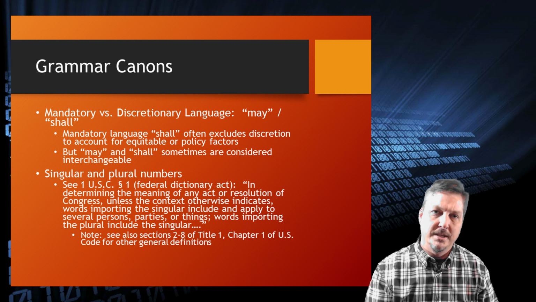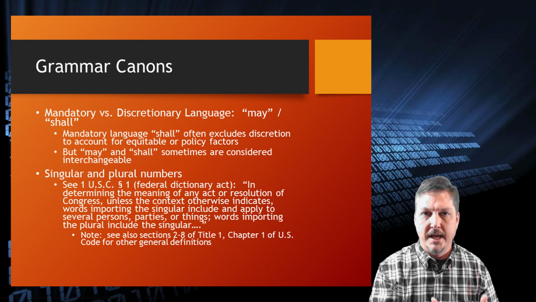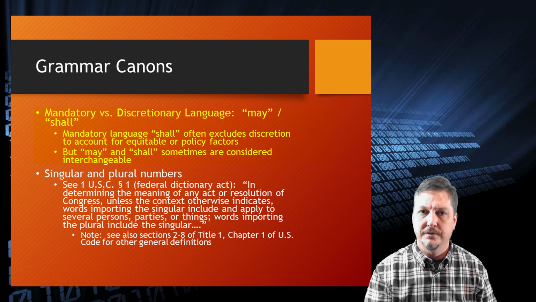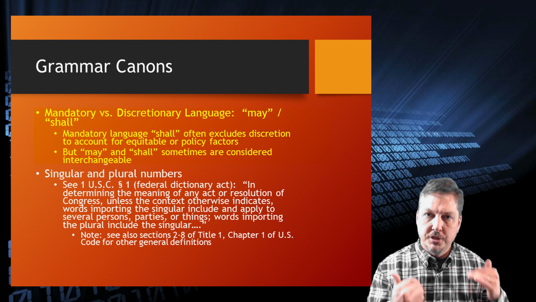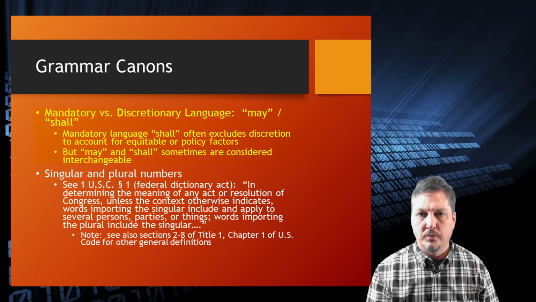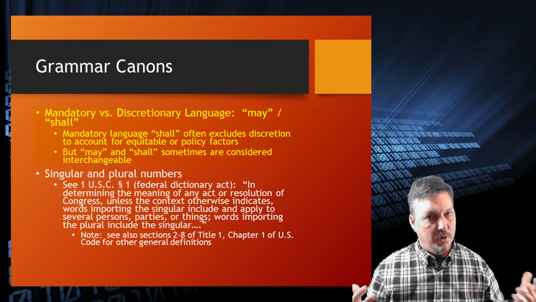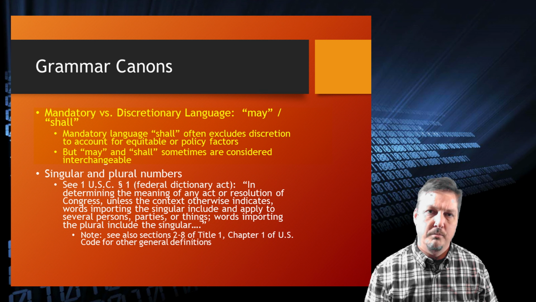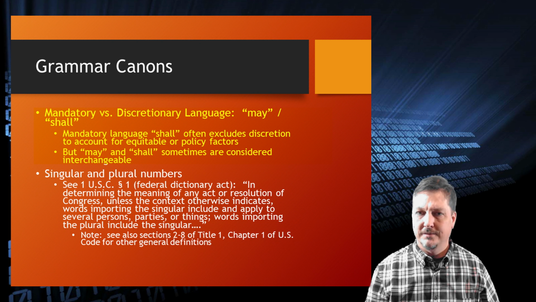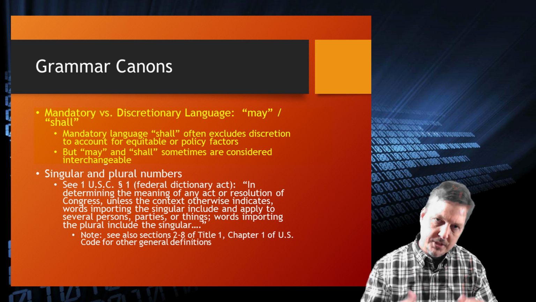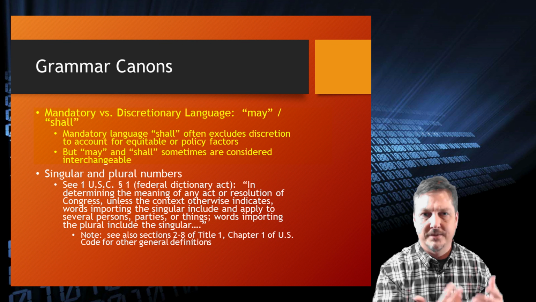Another grammar canon is the uses of the words "may" or "shall," mandatory language versus discretionary language. So the word "shall" often excludes discretion to account for equitable or policy factors. It's a mandatory thing. But, as you might guess by now, "may" and "shall" are sometimes considered interchangeable. A lot of this is going to depend on the context of the statute, on the background, on the court's philosophy, and so on.